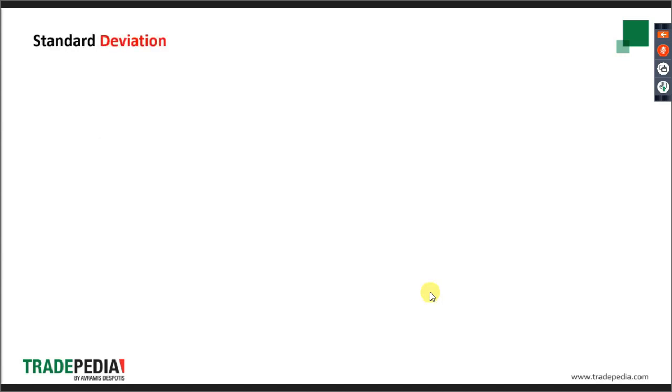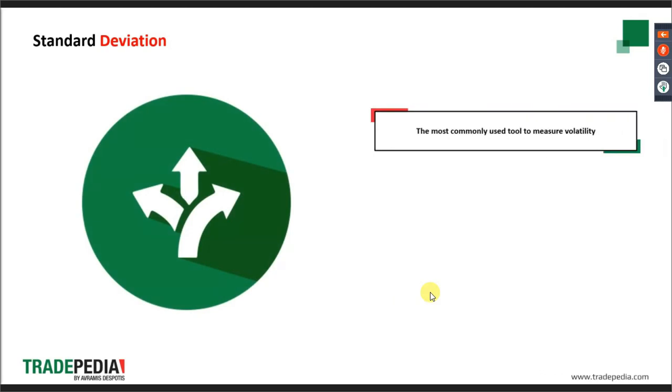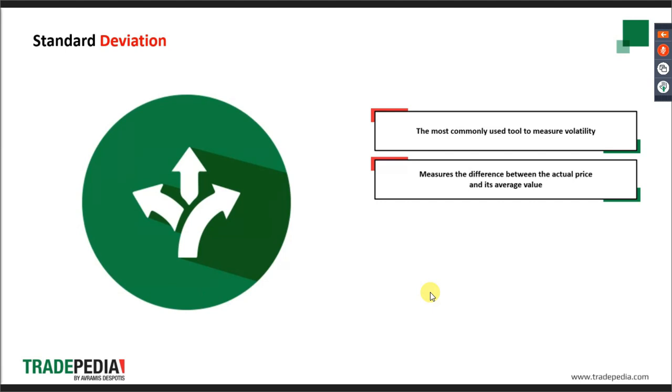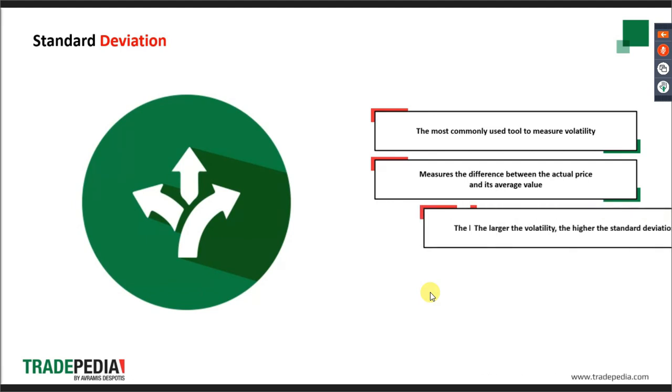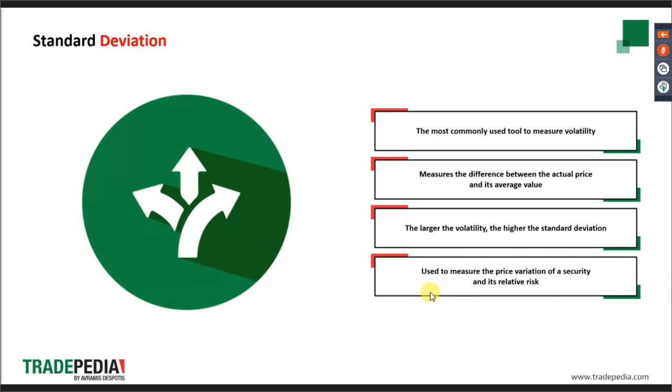Firstly, we're going to start with standard deviation. Standard deviation is the most commonly used tool to measure volatility. It measures the difference between the actual price and its average value, so where the price is and how much it averagely moves. So the larger the volatility, the higher the standard deviation. And standard deviation is used to measure the price variation of the security and its relative risk.